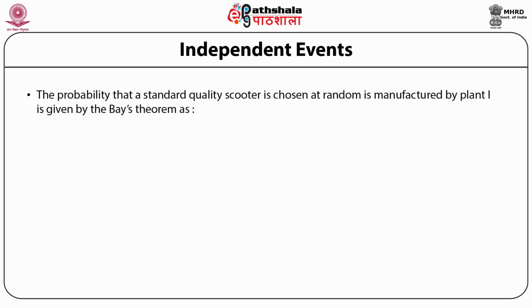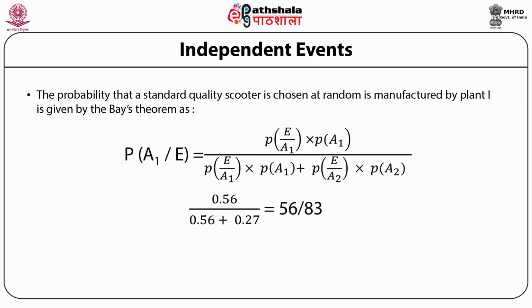The probability that a standard quality scooter chosen at random is manufactured by plant 1 is given by Bayes' theorem as probability of A1 given E, which is the probability of E when A1 has already occurred, multiplied by the probability of A1, divided by the probability of E, and similarly for the A2 event. So this is the result.